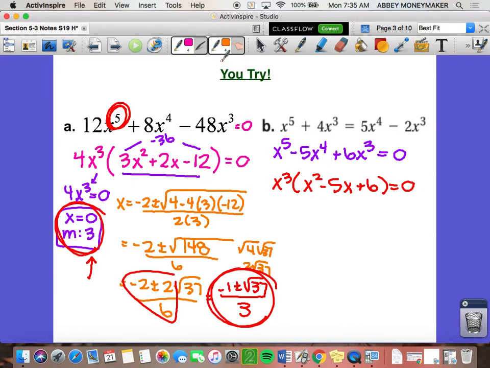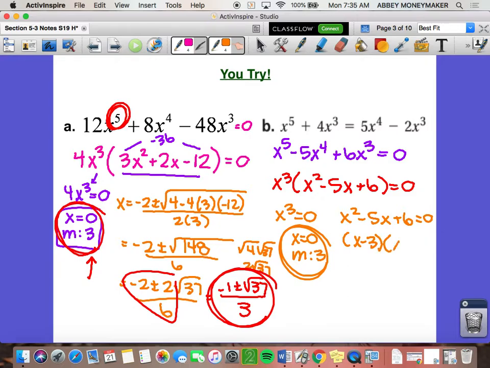By the zero product property, we can say x cubed is equal to 0, and then x squared minus 5x plus 6 equals 0. So here, x would equal 0 with a multiplicity of 3 again, because I took x cubed out. And then this right here, I should be able to factor: what multiplies to give me 6 and adds to give me negative 5? That'd be negative 3 and negative 2. So that ends up giving you x equals 3 and x equals 2. B was a lot easier than A, that's for sure. But again, everything that we have done here, we have done before. So this shouldn't be too terribly bad.